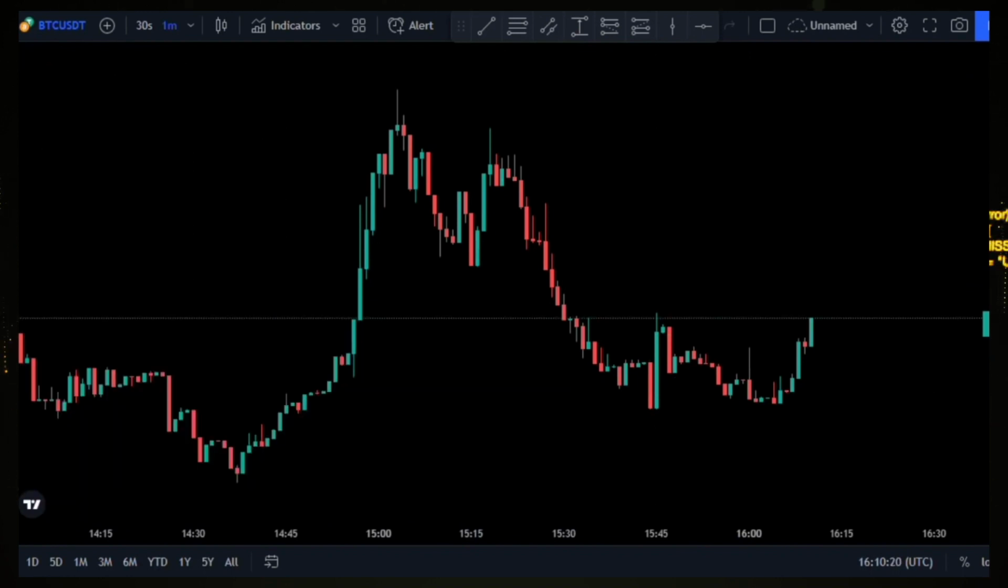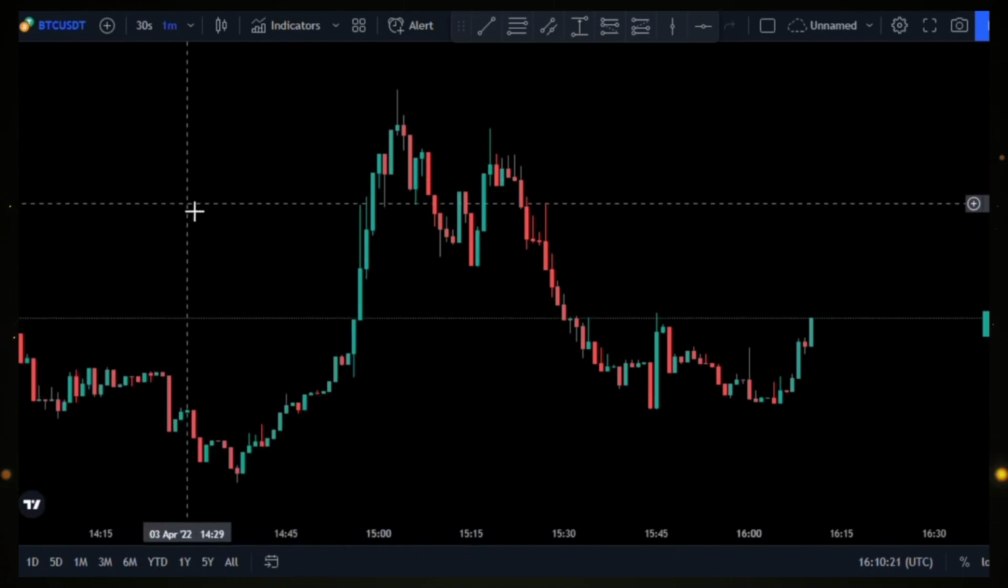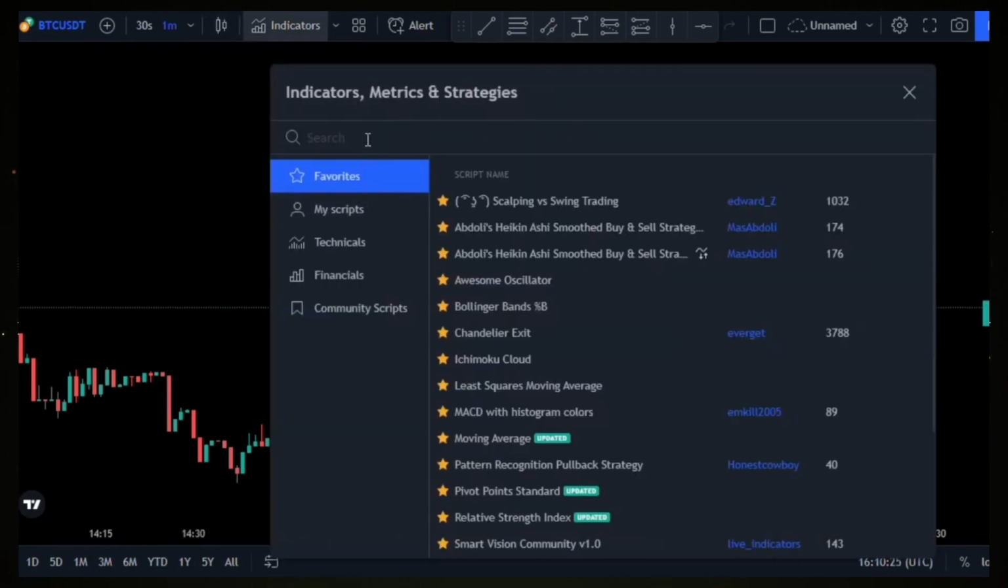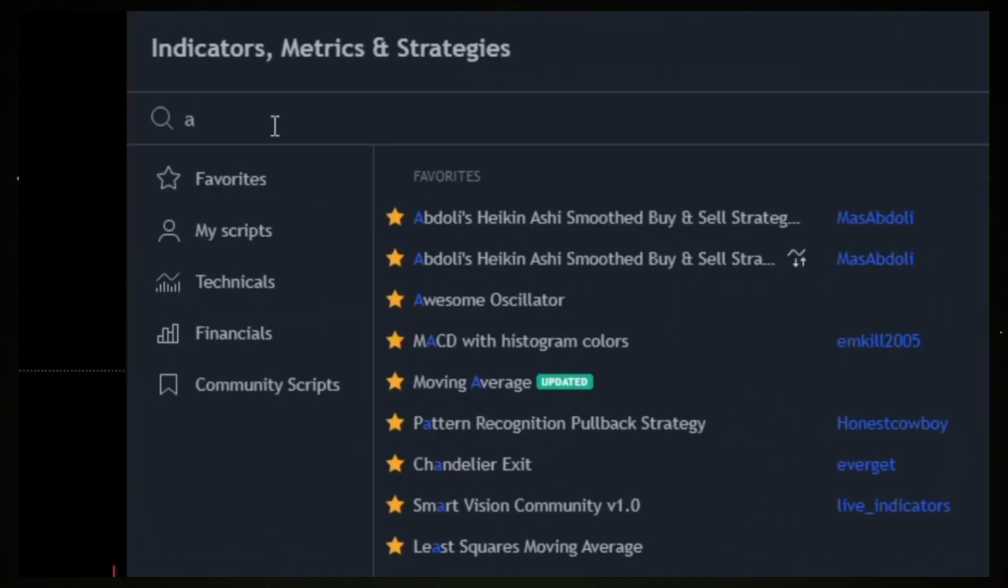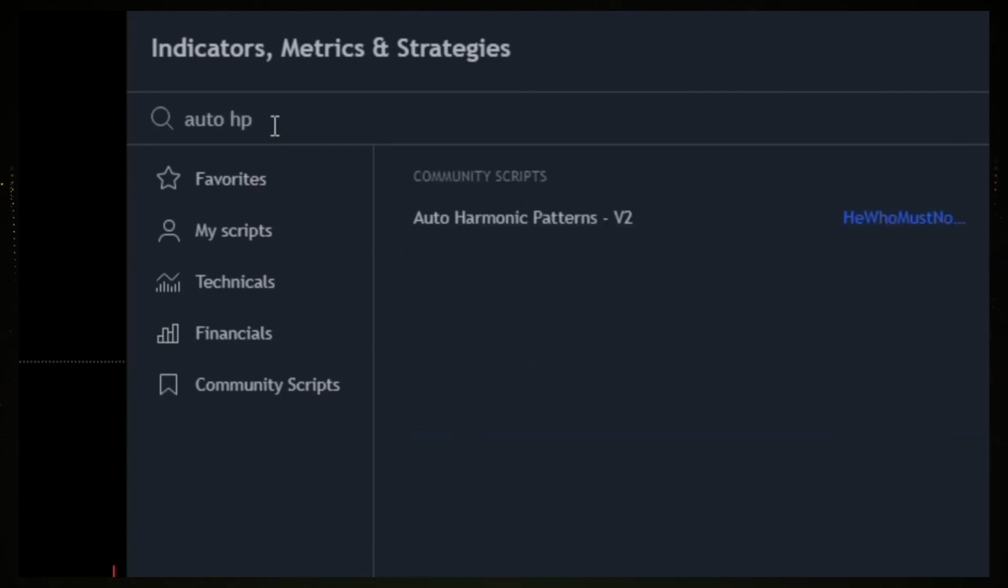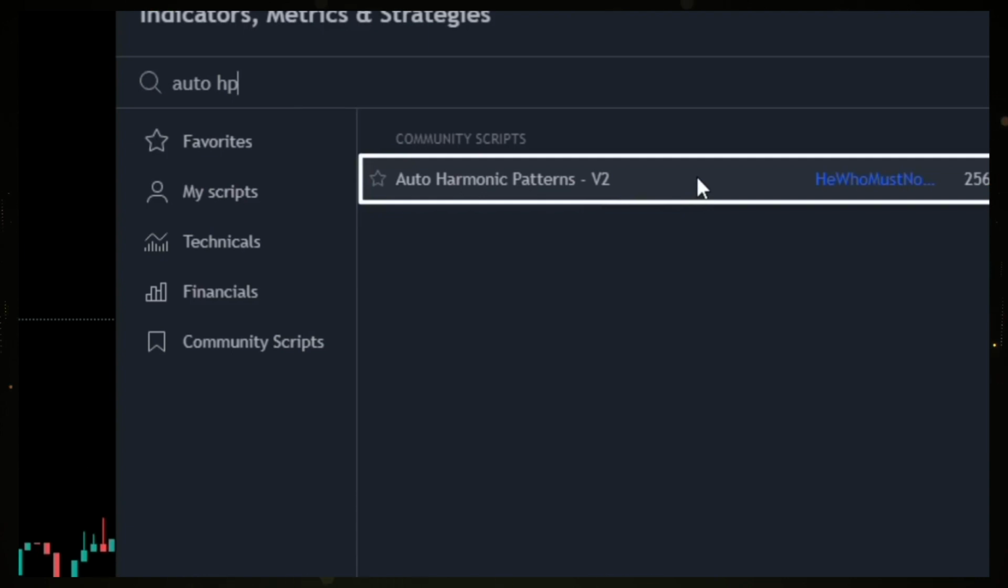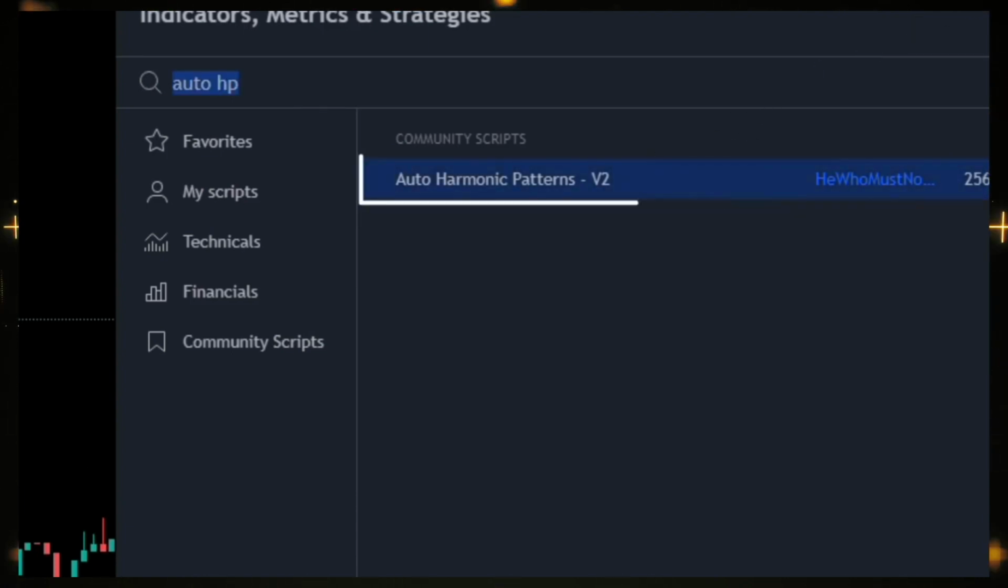Now moving on, I'd just like to remind you that you may easily develop a lucrative personal strategy for yourself by integrating these 5 indicators. Let's start with the first indicator. In the search field, find the Auto HP indicator. Insert this indicator into the chart. It begins once you add the indicator to the chart.